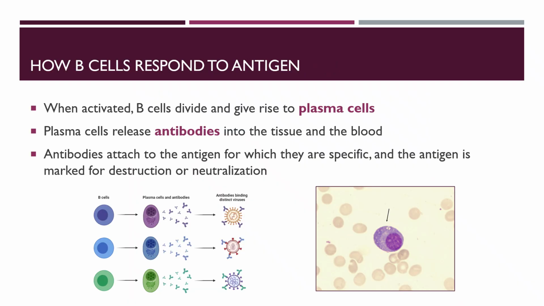So how do B cells respond to antigen when they are activated? B cells don't come in contact with the antigen directly like we saw with T cells. T cells will bind it. T cells will do all kinds of things. B cells, on the other hand, don't want to get their hands dirty, so they start to multiply rapidly and produce what are called plasma cells. And it's the plasma cells that release the antibodies. Remember those five classes of antibodies that we talked about, into the tissue and the blood, and it's the antibodies that attach to the antigen for which they are specific, and the antigen is marked for destruction or neutralization. So a little bit different process, takes a little longer.